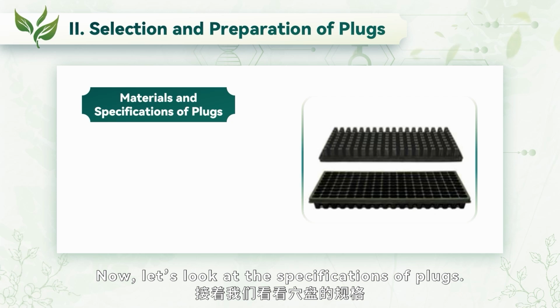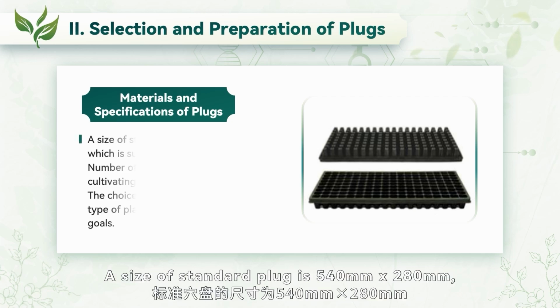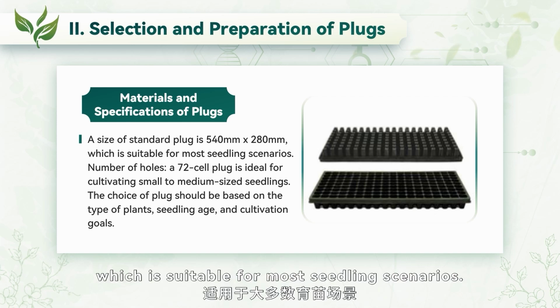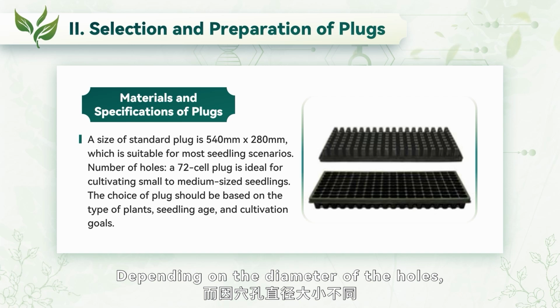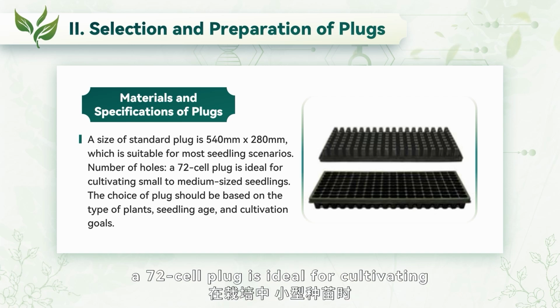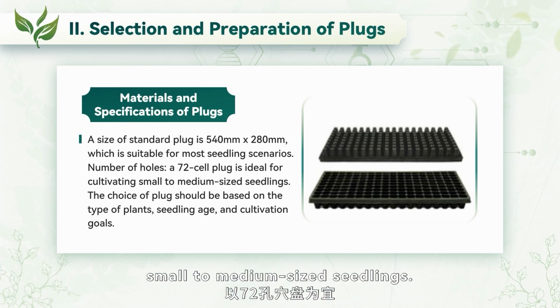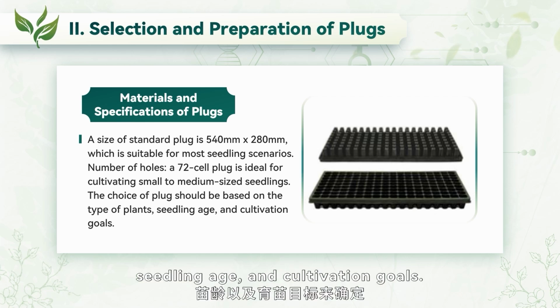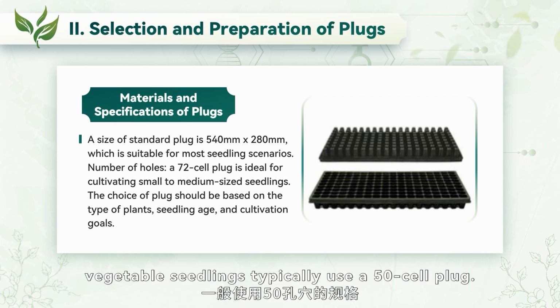Now, let's look at the specifications of plants. A size of standard plant is 540 millimeters by 280 millimeters, which is suitable for most seedling scenarios. Depending on the diameter of the holes, a 72-cell plant is ideal for cultivating small to medium-sized seedlings. The choice of plant should be based on the type of plants, seedling age, and cultivation goals. For instance, vegetable seedlings typically use a 50-cell plant.